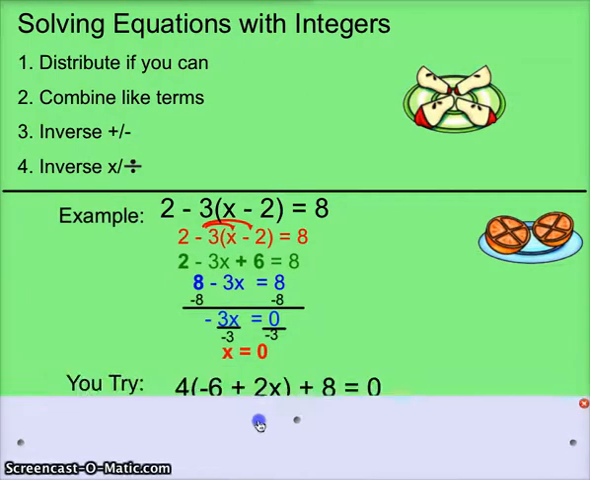Now I want you to try one, and then we'll go over it. 4 times the quantity negative 6 plus 2x, plus 8 equals 0. Pause the video here, try this on your own before we go over it.